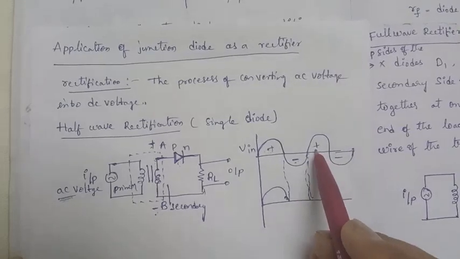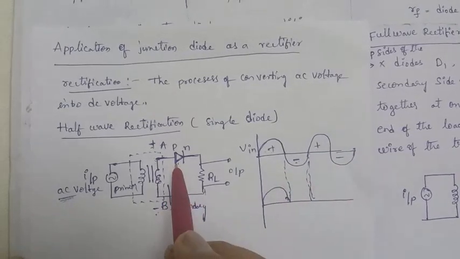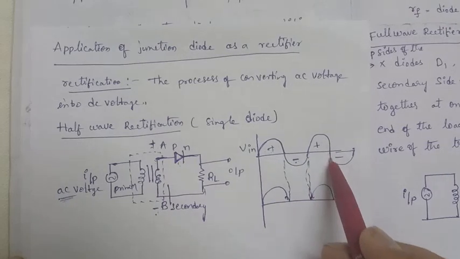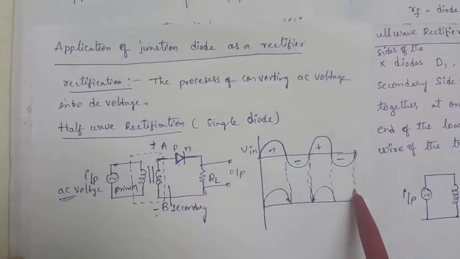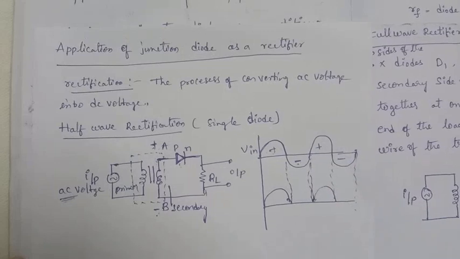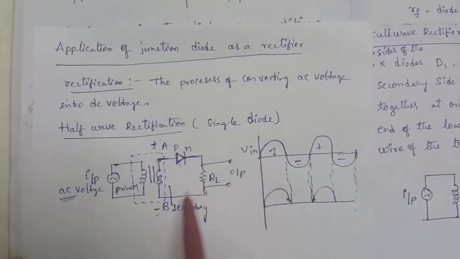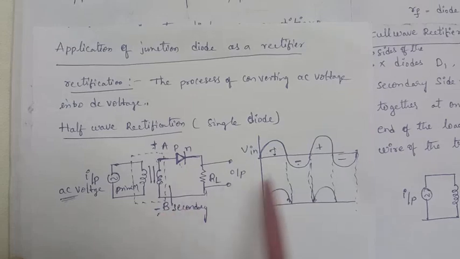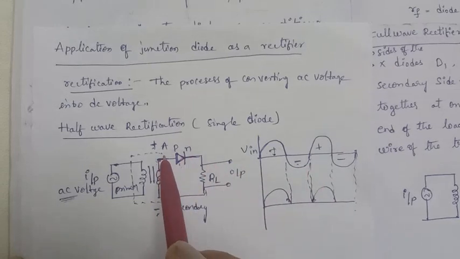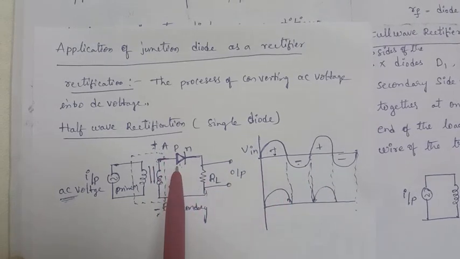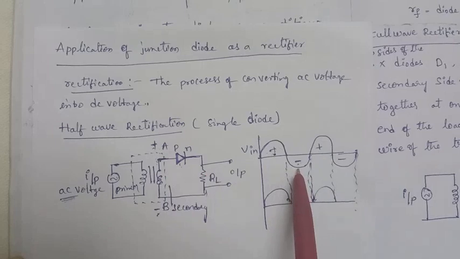For the next positive cycle, the diode is in forward bias, then we are getting the output. And for the negative half cycle, the diode will not conduct. So for the positive cycle, A is positive and B is negative, and for the negative half cycle, A is negative and B is positive. Just remember that point. For the positive cycle, the diode is in forward bias. For the negative cycle, the diode is in reverse bias.